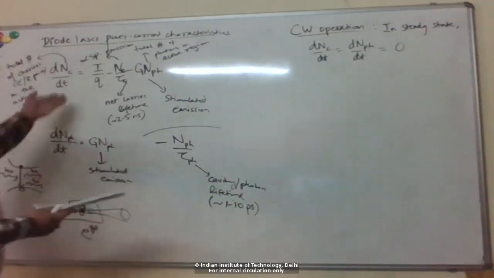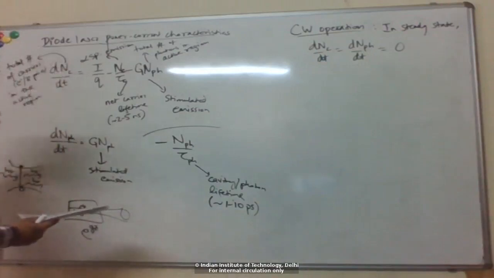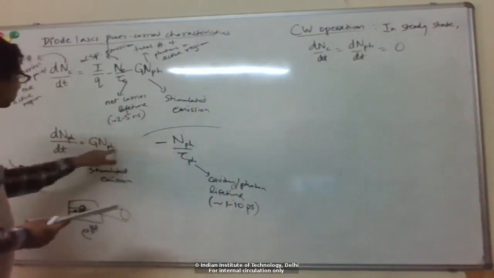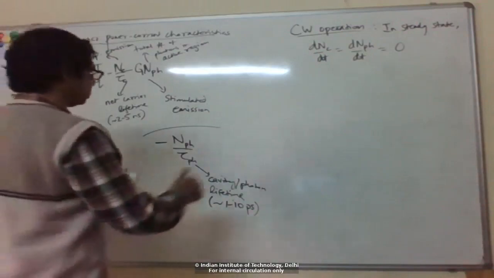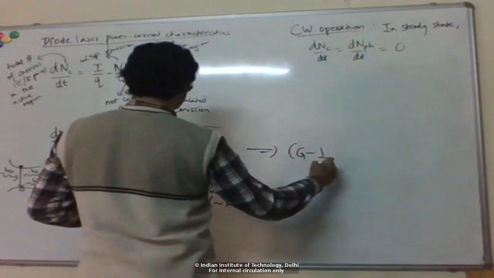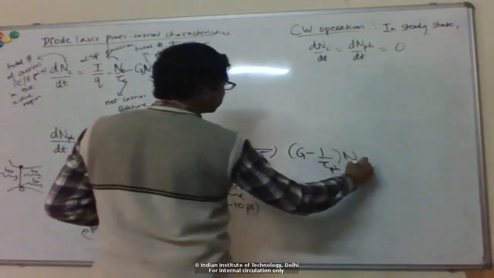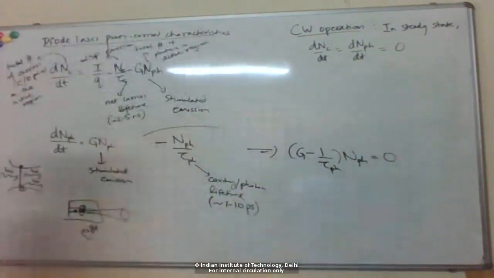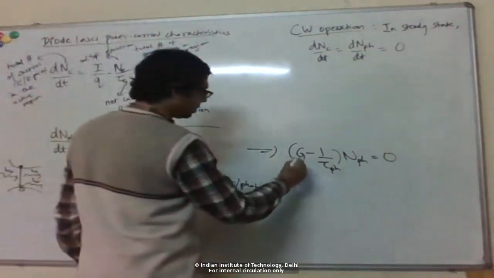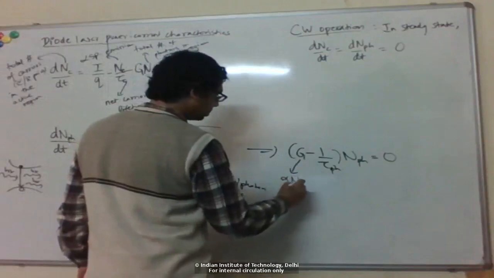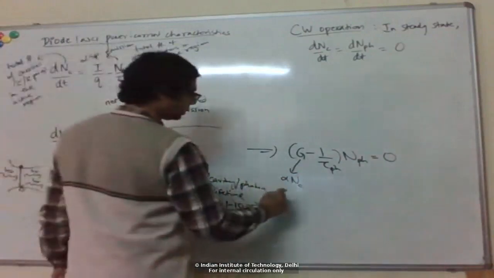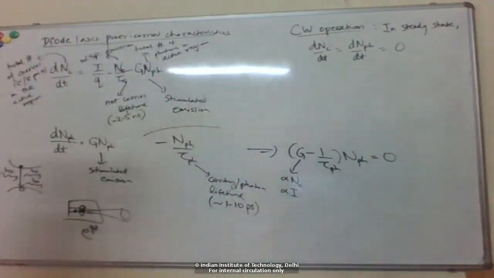Okay, so each of these quantities now on the left hand side are 0 in steady state. So we can start from here. We can immediately see, right, that the second equation here implies that G minus 1 over tau photon times n photon is 0. This quantity G, remember, is proportional to the number of carriers.